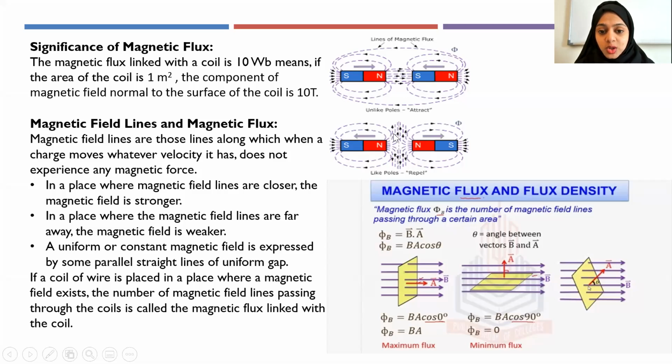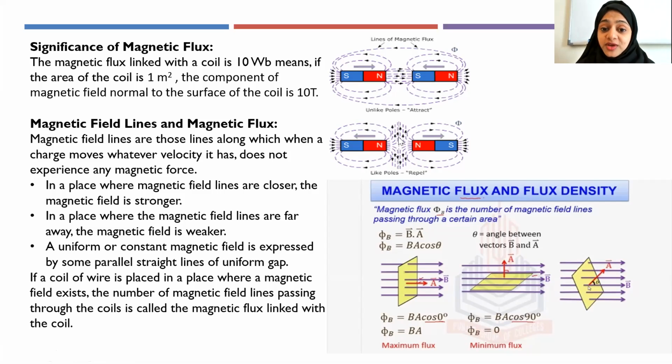Now here, look at this position here. Let this be place C and this be place D. So where the magnetic field will be more, place C or place D? C.